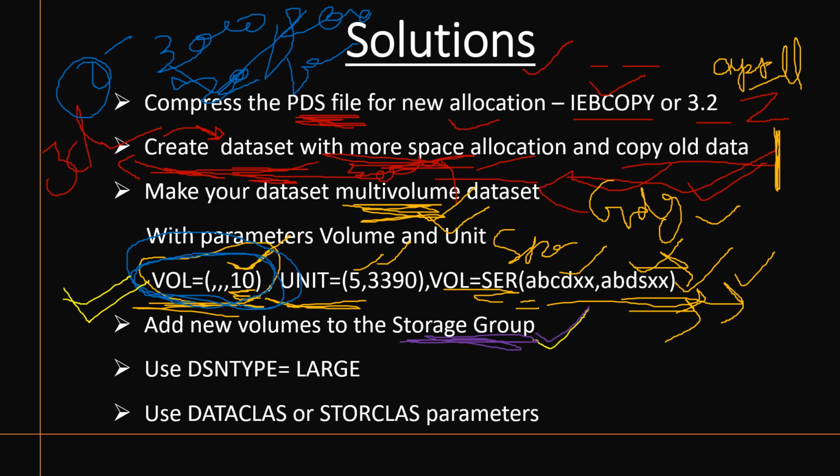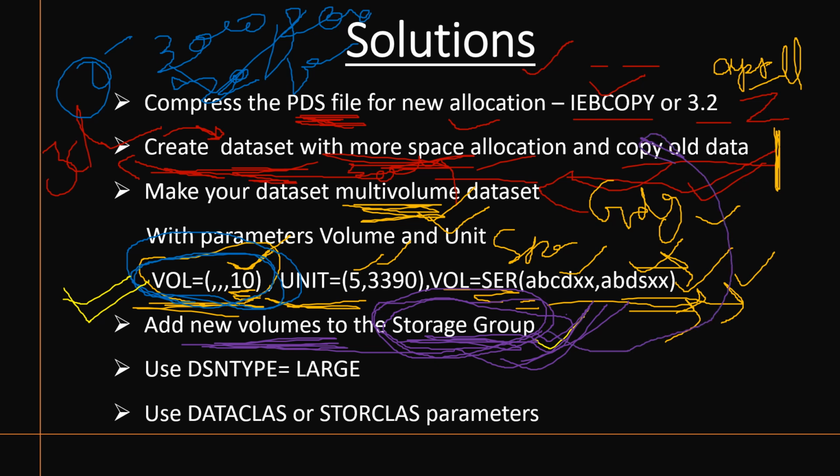If there is no space in that volume, and there are no volumes in that storage group which can accommodate your allocation, then you have to add new volumes to that storage group. You have to add as per the requirement, and then again you have to submit the job. Then your job will get that space, however much space it needs.